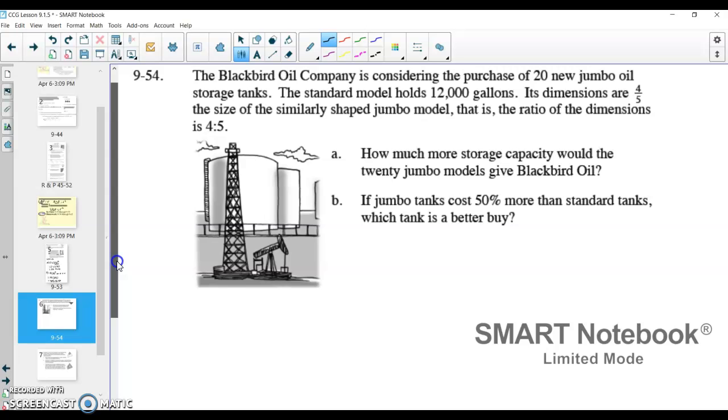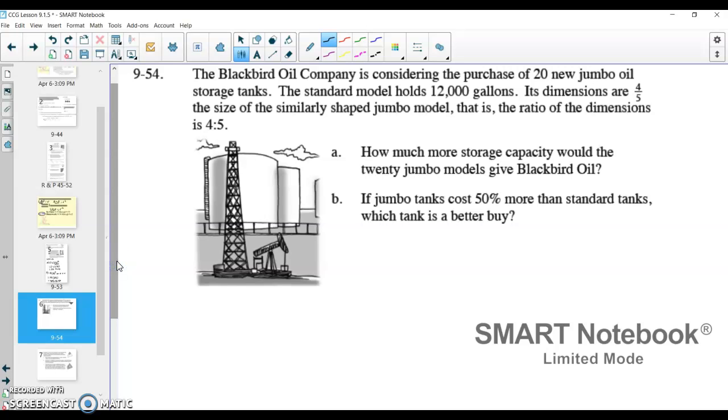Blackbird Oil Company is considering purchasing 20 new jumbo oil storage tanks. Their standard model holds 12,000 gallons. Its dimensions are 4/5 the size of the similarly shaped jumbo model. All right. So what that part is saying there is that the standard model is 4/5 the size of the jumbo model. And that 4/5 is really going to be then our linear scale factor. If all the dimensions are 4/5 the size, then that's going to be our linear scale factor here.